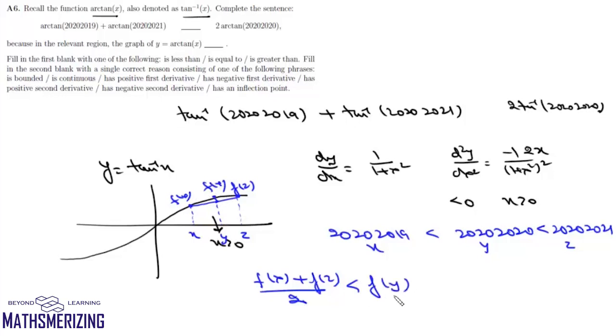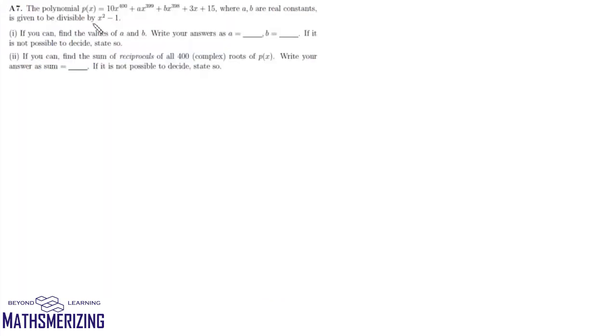So we can write (f(x) plus f(z)) upon 2 is less than f(y), which gives us the result tan inverse x, which in this case is 2020-2019, plus tan inverse z is less than 2 tan inverse y, because in the relevant region, the graph of y equals tan inverse x has negative second derivative because it is concave down. So for this question, the first one will be is less than, and the second one will be has negative second derivative.